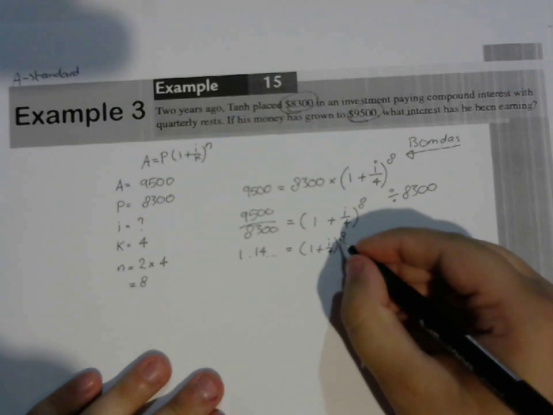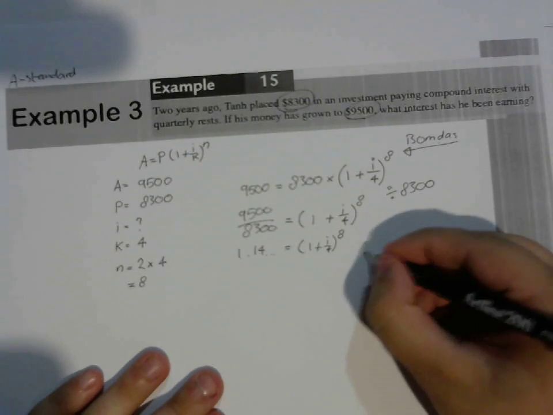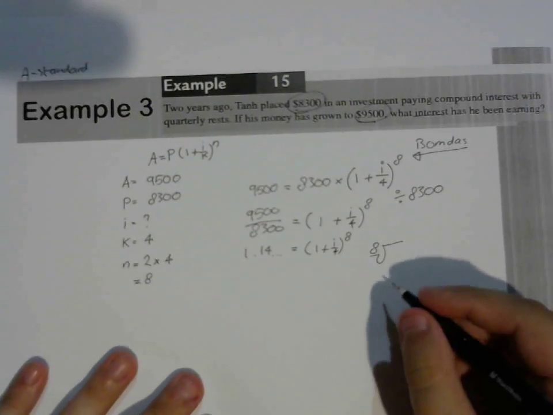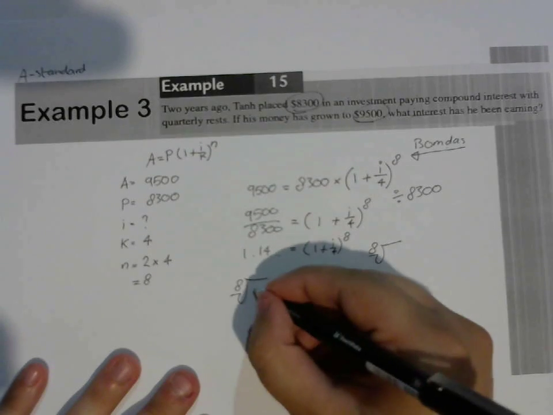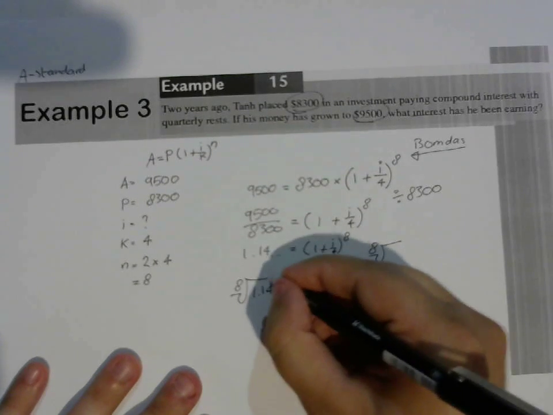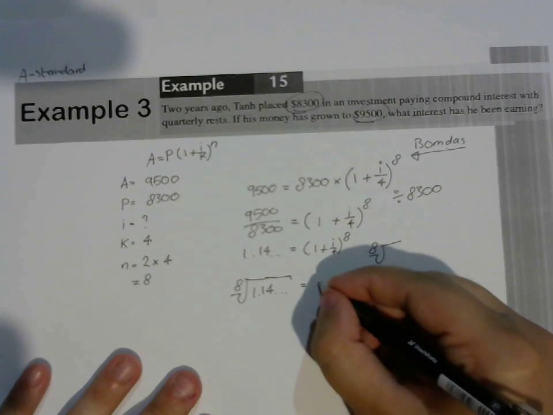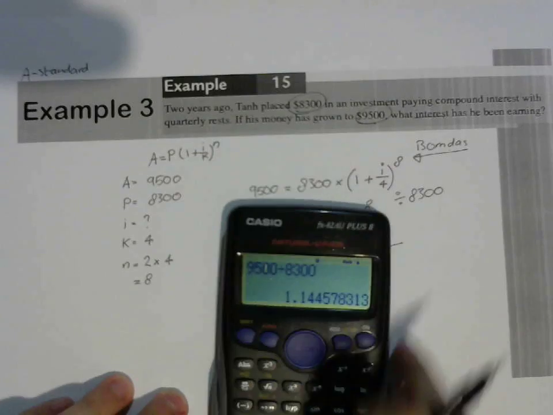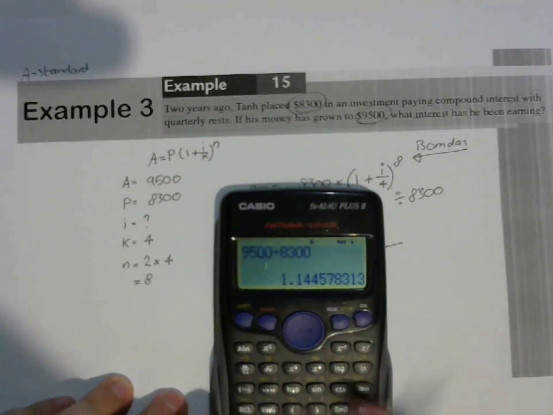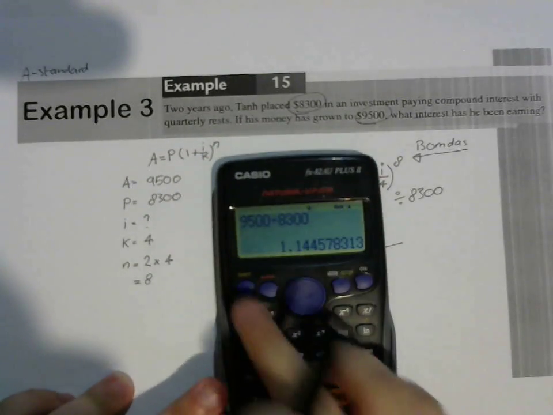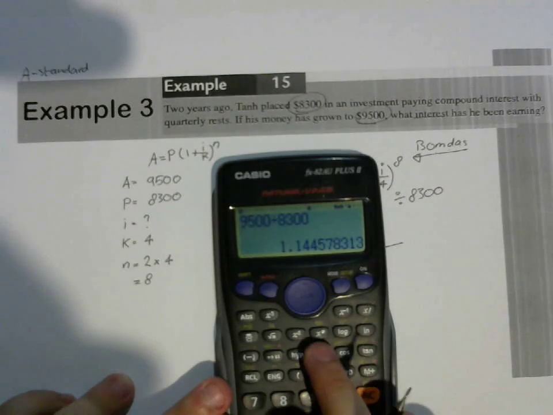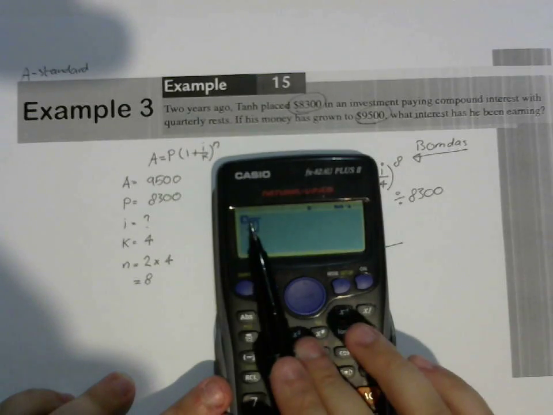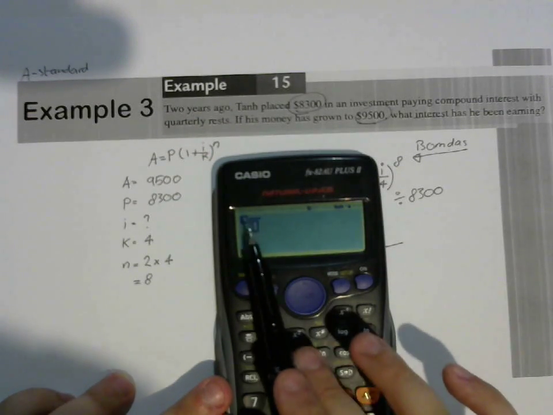To get rid of to the power of 8, we're going to do the opposite, which is the 8th root. So I'm going to take the 8th root of both sides. So I'm going to have the 8th root of 1.14... equals 1 plus I over 4. On your calculator, to do the nth root, so any number root, we're going to use Shift and then press this x with a square. And it's going to give us this symbol, a little blank root, and then the other blank.